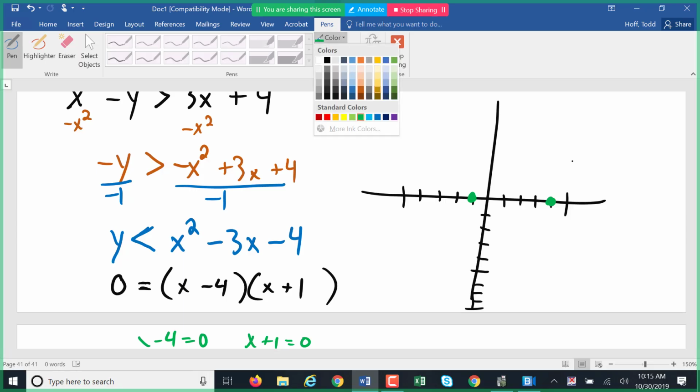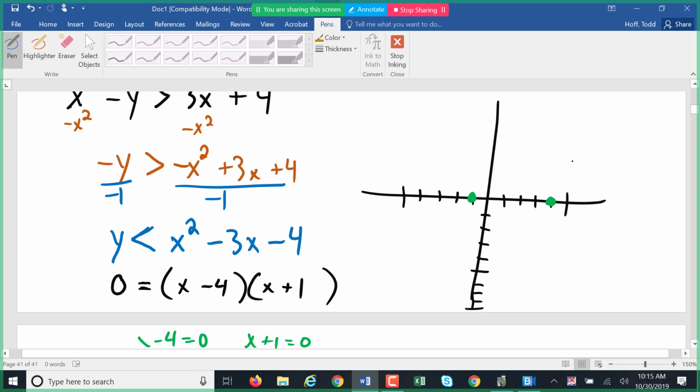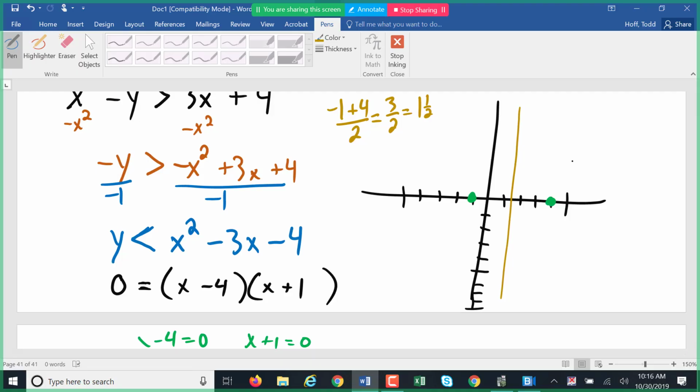That tells us our axis of symmetry is right between those roots. Negative 1 plus 4 divided by 2. Negative 1 plus 4 is 3, divided by 2 is 1.5. Our axis of symmetry is right here at x equals 1.5. Our vertex must be on the axis of symmetry.